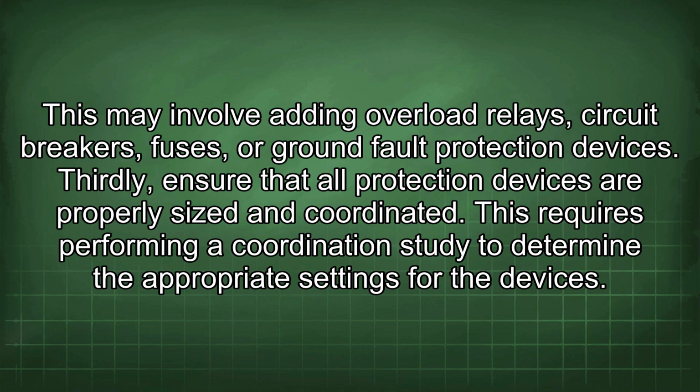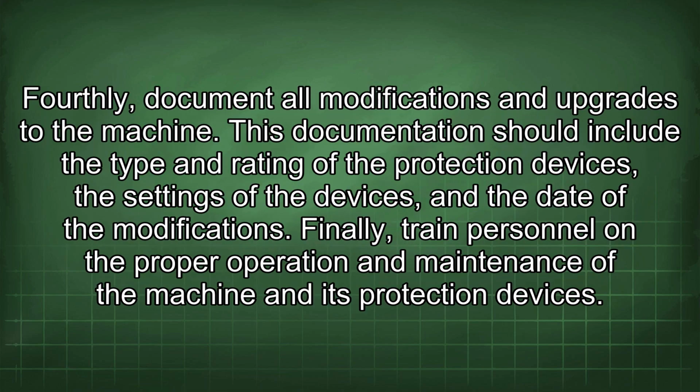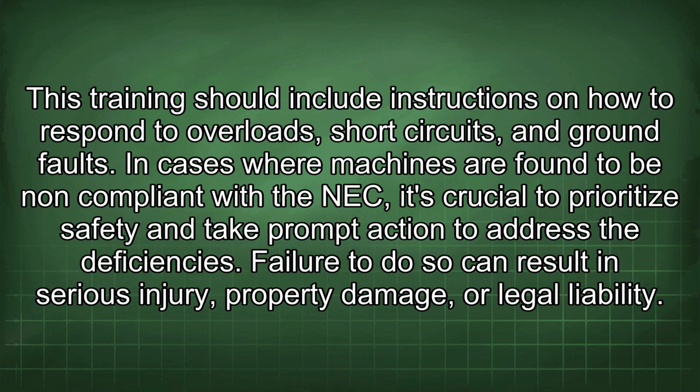Thirdly, ensure that all protection devices are properly sized and coordinated. This requires performing a coordination study to determine the appropriate settings for the devices. Fourthly, document all modifications and upgrades to the machine. This documentation should include the type and rating of the protection devices, the settings of the devices, and the date of the modifications. Finally, train personnel on the proper operation and maintenance of the machine and its protection devices. This training should include instructions on how to respond to overloads, short circuits, and ground faults.